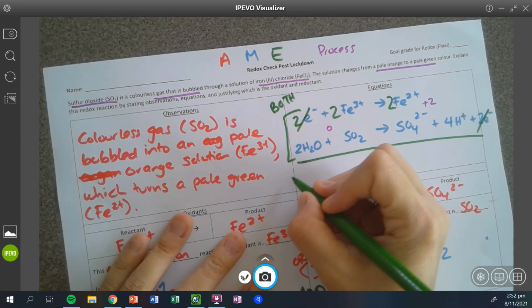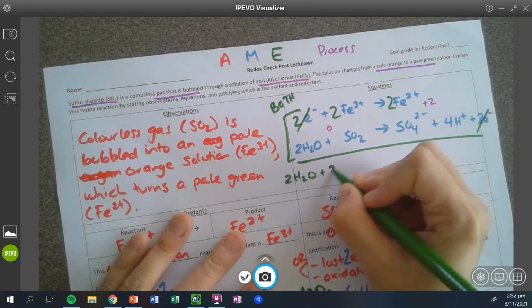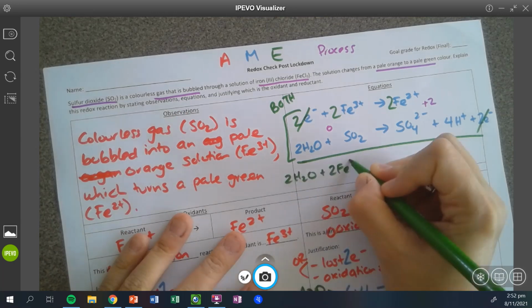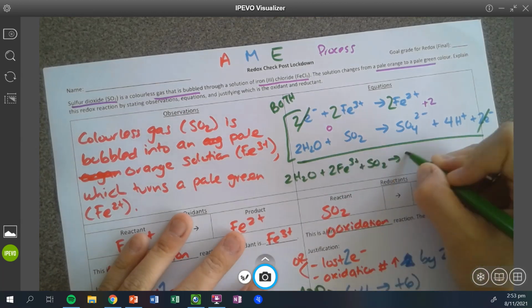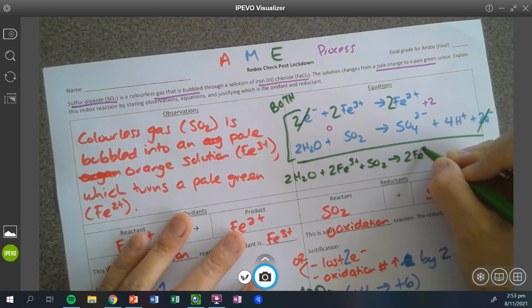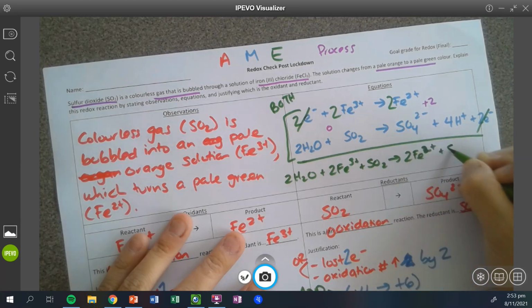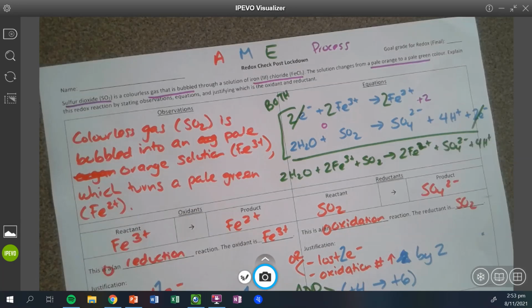Doesn't matter what order you guys write these in, so long as they're on the right side of the equation. Oops, that's a 2. And that's my full equation. That's gotten me up to the excellence level.